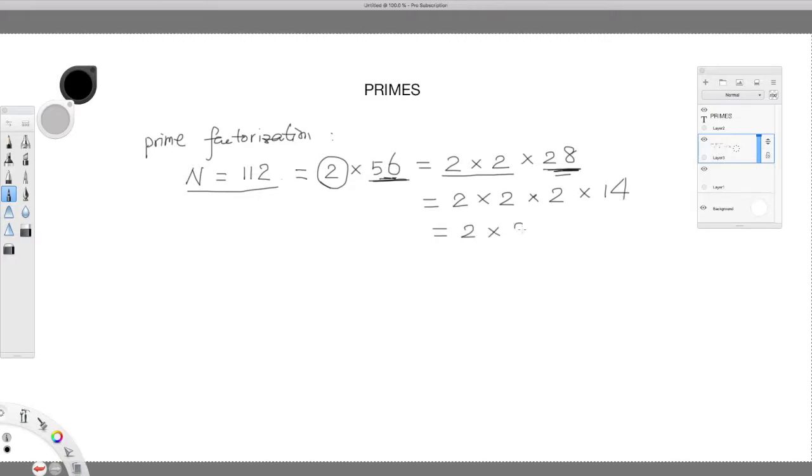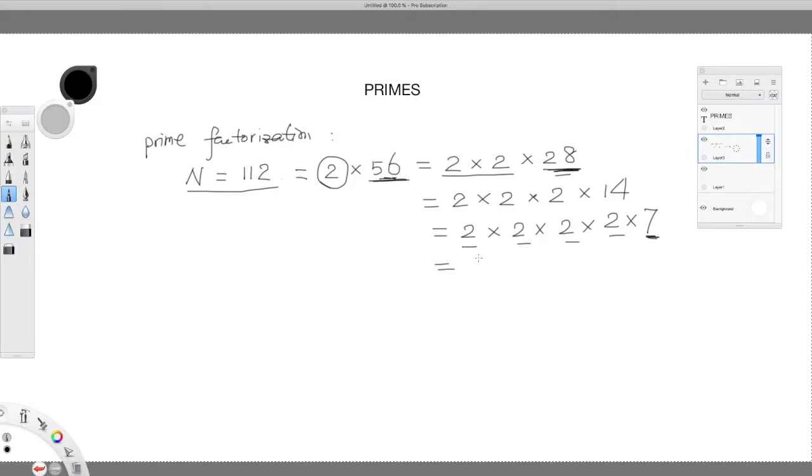And again, 2 times 7. All right, and you see for this 7, we know it's a prime, and we have all those primes. These are the building blocks, and we're done.